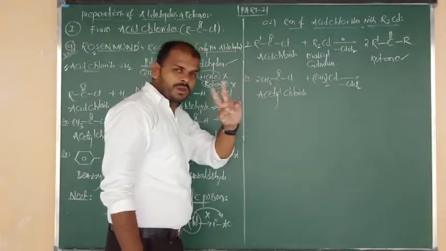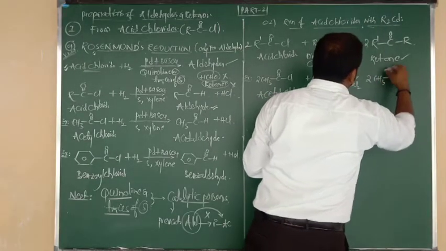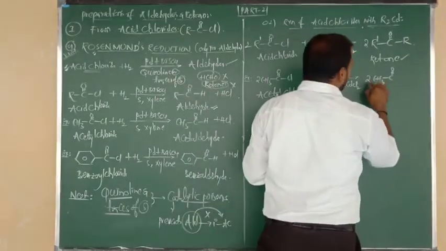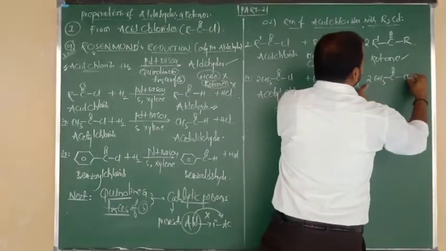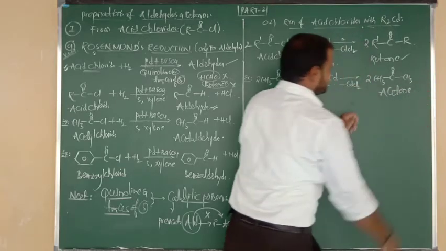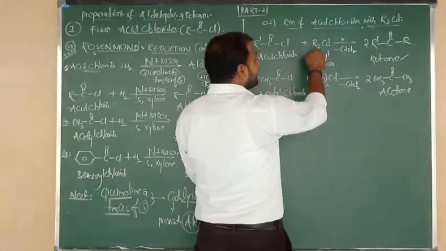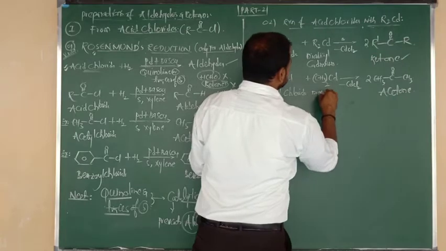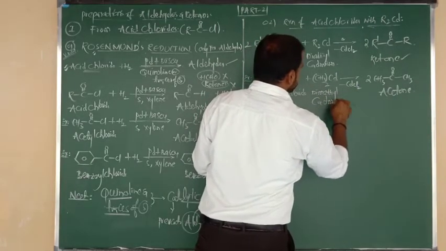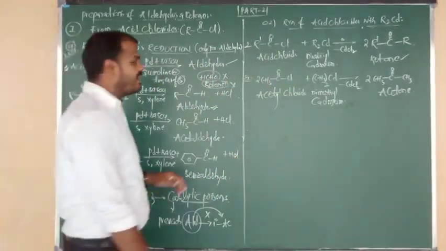CH3 C double bond O, how many groups are there? 2. So 2 moles of CH3 C double bond O. Again in that dialkyl cadmium, how many methyl groups are there? 2 methyl groups are there. What is the name of this compound? Yes, the best name is nothing but what, beta? Acetone, the historical name. What is the name of this reagent? Dialkyl cadmium, and here the name of this compound is dimethyl cadmium. Okay, now, good.